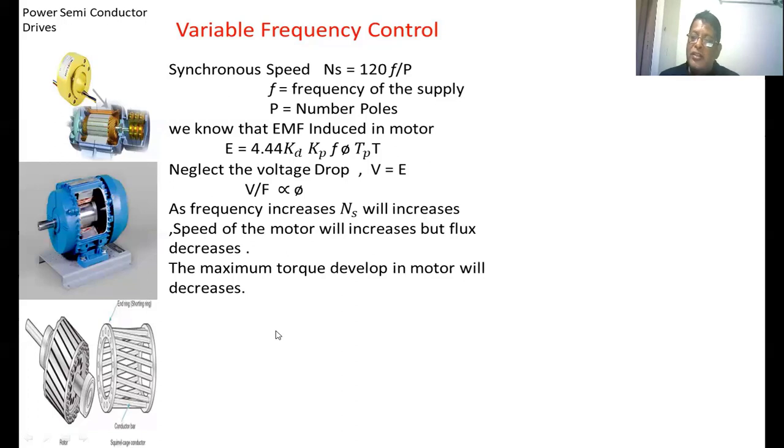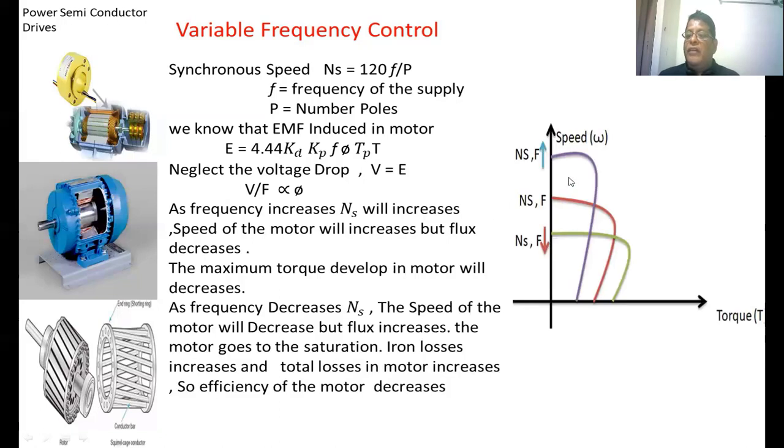So one more important parameter here is that suppose we want to decrease the speed of a motor. So we have to decrease the frequency. So the synchronous speed will decrease. Once it decreases, the speed of the motor also will decrease. If the frequency decreases, from this equation, the flux will be increasing. If the flux increases, the machine will be saturated. More core losses will occur in an induction motor. The efficiency of the induction motor will decrease.